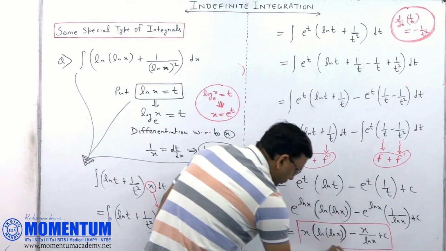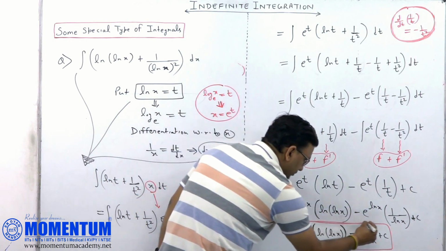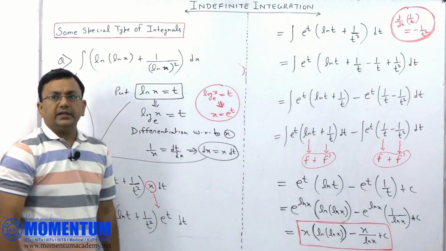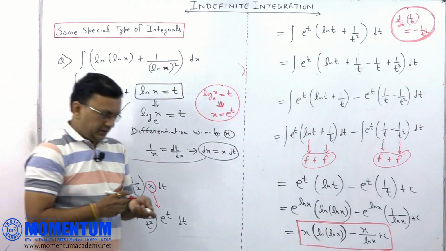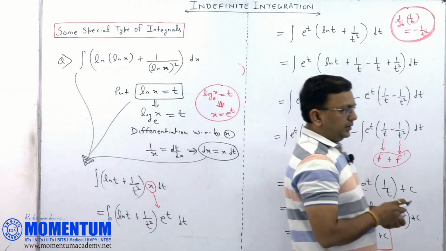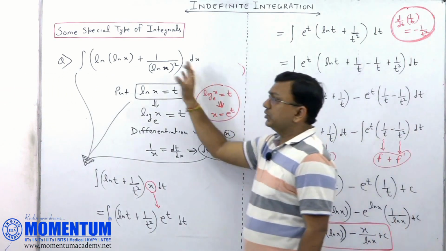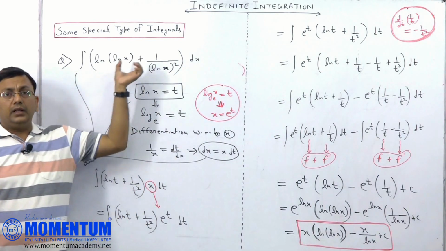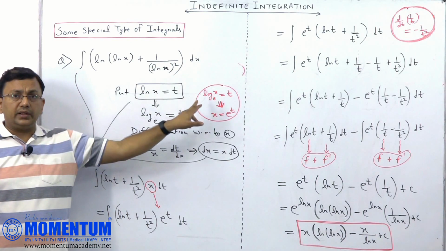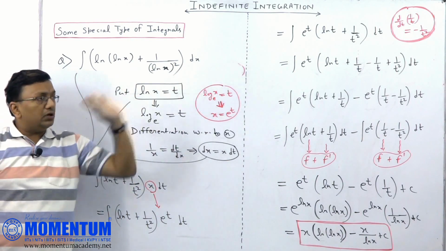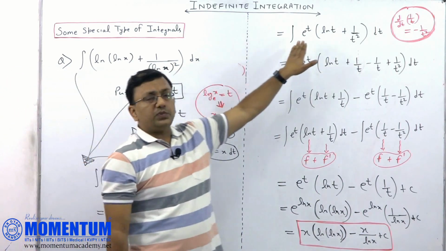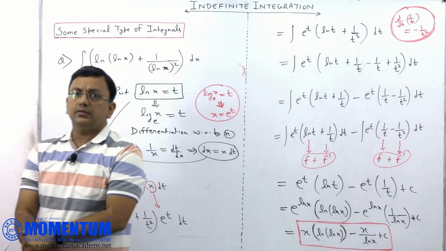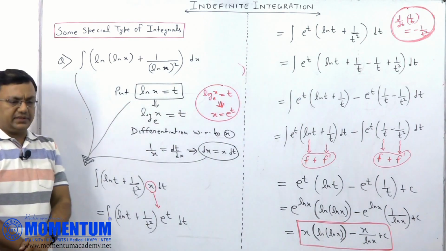x times ln of ln x minus 1 by ln x plus c. That is our final answer. Getting it? Initially, there was no e to the power in the given integral, but the integral had ln x. We have substituted ln x. Then we have got an integral where special integral number 2 can be applied. Is it?